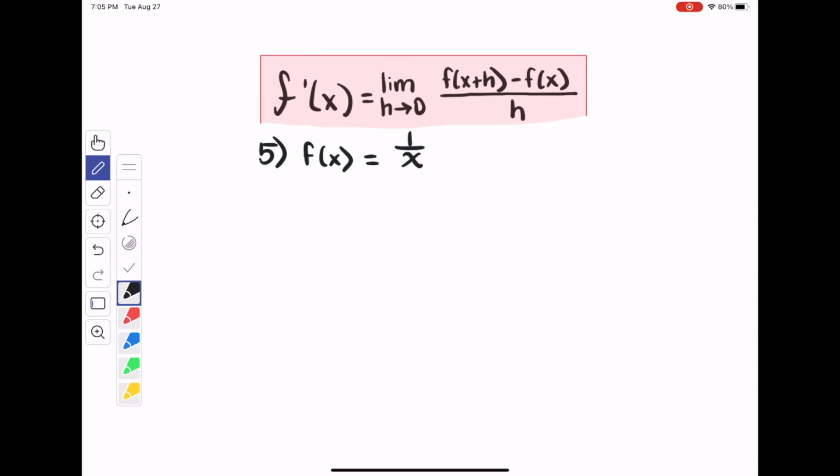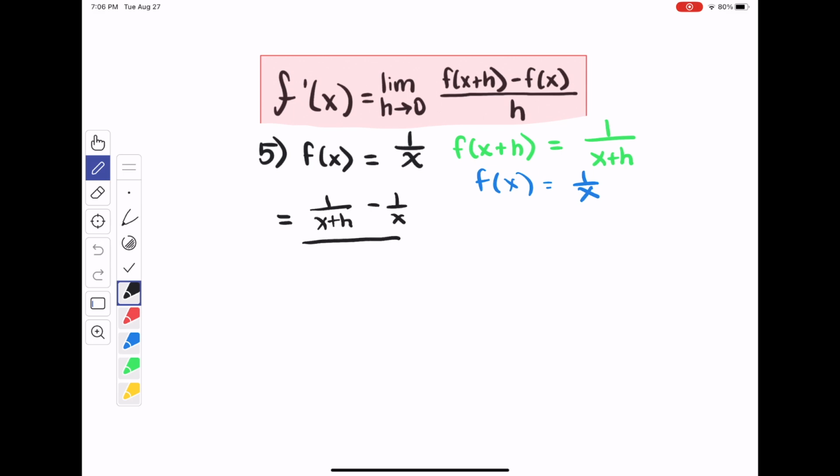So lastly, we come to number 5. This is the last type of problem you'll see and probably the most complicated, but really it's similar. All you have to do is know the tricks and you'll be good to go. So f of x plus h equals 1 over x plus h. And then f of x is simply 1 over x. Plugging that in, we get 1 over x plus h minus 1 over x, over h.